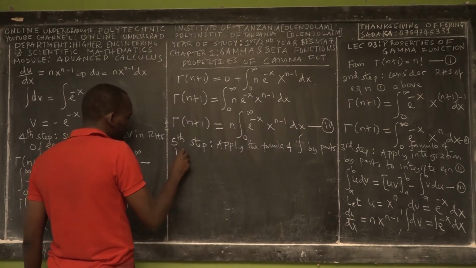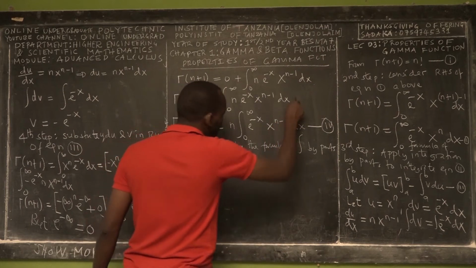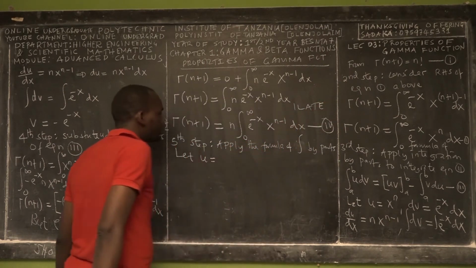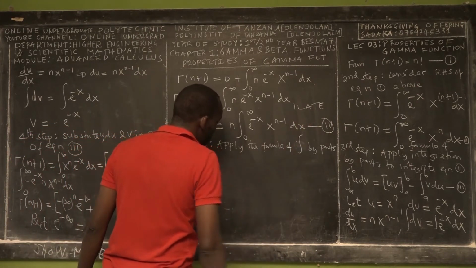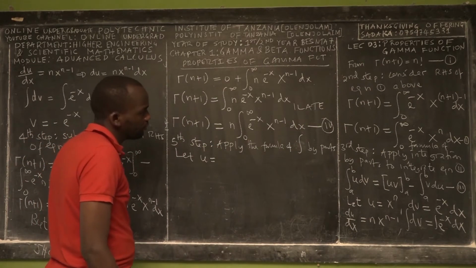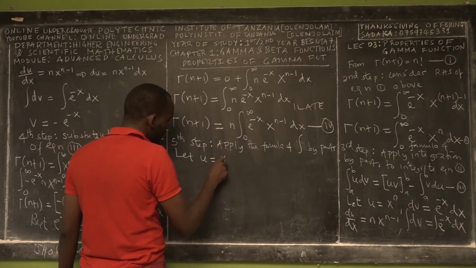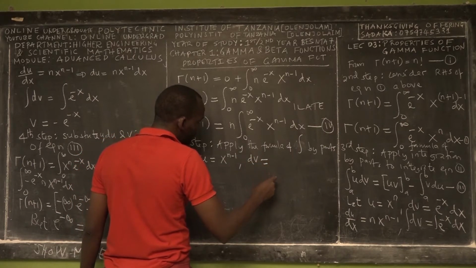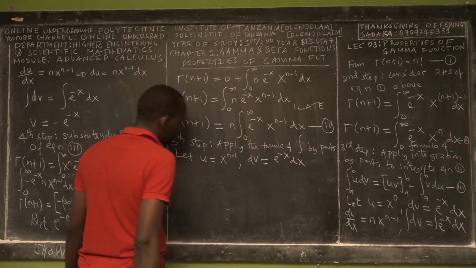So we have to let. The simplest way is by using the concept of ILATE. I stands for inverse, L stands for logarithmic, A stands for algebraic, T stands for trigonometric, and then E stands for what? For exponential. So let u is equal to x power n minus 1, and let dv is equal to e power negative x dx.